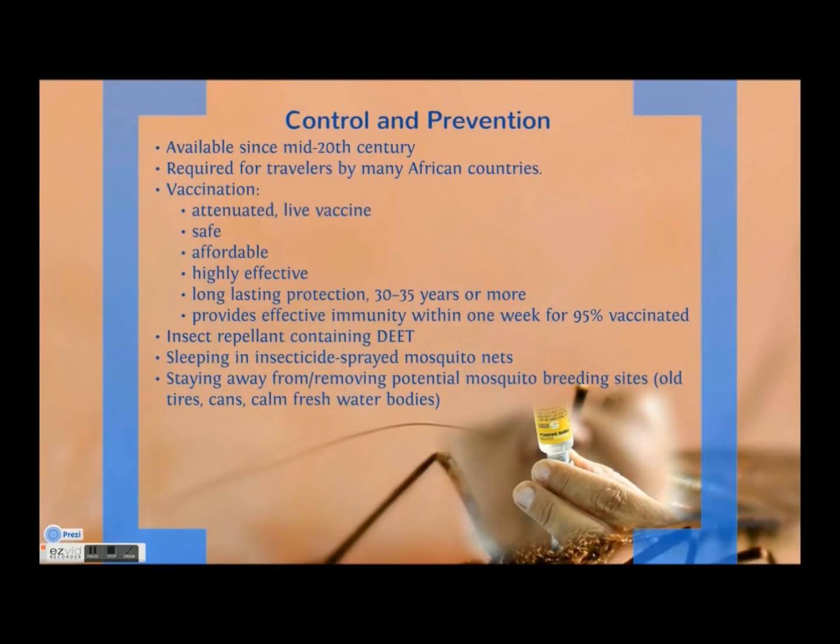Other prevention methods include wearing insect repellent containing DEET, sleeping in insecticide-sprayed mosquito nets, and staying away from or removing potential mosquito breeding sites: old tires, cans, and calm, fresh bodies of water.